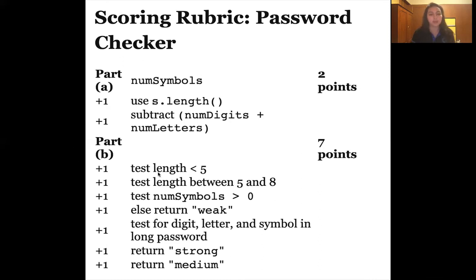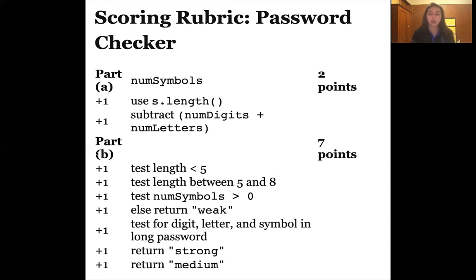Moving down to part B, test length is greater than 5, we did that in our else case. Test length is between 5 and 8, we also did that. Test num symbols is greater than 0. So we didn't say greater than 0, we said greater than or equal to 1, which is essentially the same as greater than 0, so that's also a check mark. Else return weak, we did have that part. Test for digit, letter, and symbol in long password, which we also tested for. Return strong and return medium.